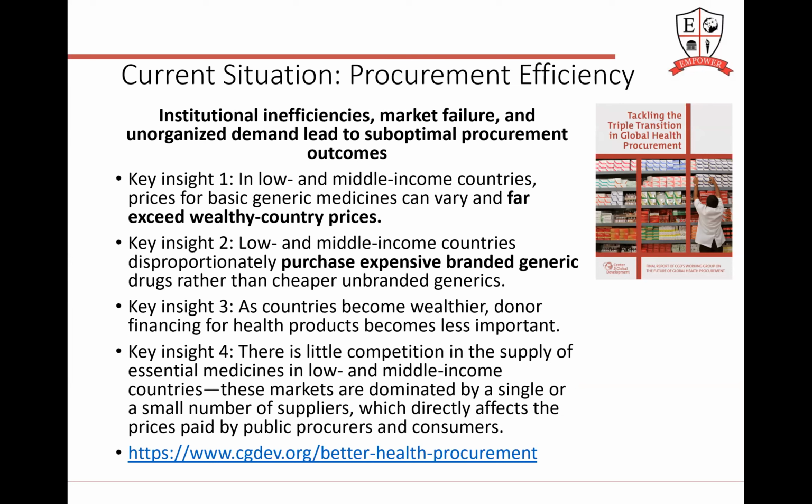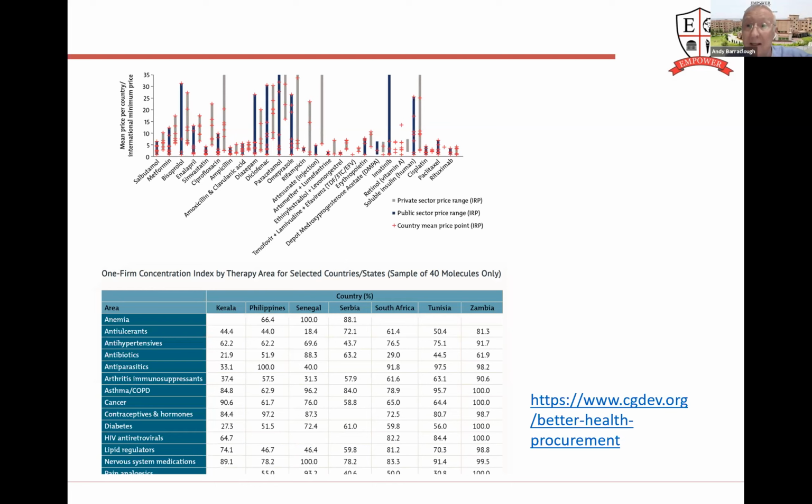If we look at some of the results, the graph on the top shows the kind of prices that we're paying. We're paying more than the private sector for medicines in the public sector. And we look at how we're buying, where we're buying them from. We look at Zambia down the list here, asthma medicines, 100% from one supplier. Contraceptives, 98% from one supplier. Lipid regulators, 98%. We're buying all the medicines from one supplier. Where is the competition? How are we going to get good prices if there's no competition?